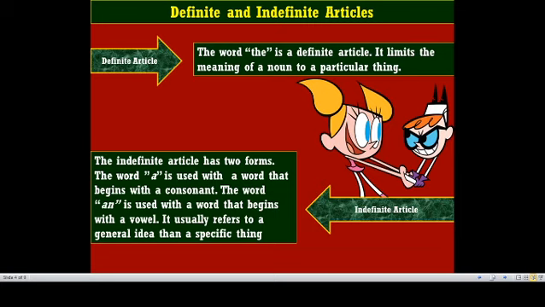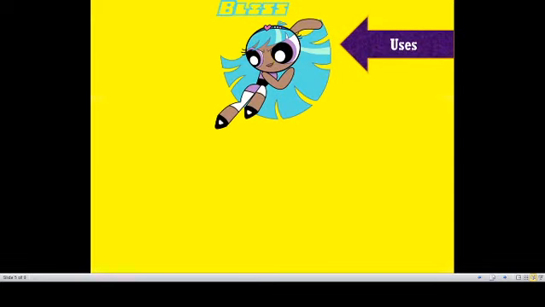Okay, for example, yesterday I went to meet a doctor. I went to meet a doctor. Here I have used a. Here doctor is used in a general sense. A doctor means some doctor, not a particular doctor. So a or an usually refers to a general idea rather than a specific thing. These are about definite and indefinite articles. Now let us see the uses.